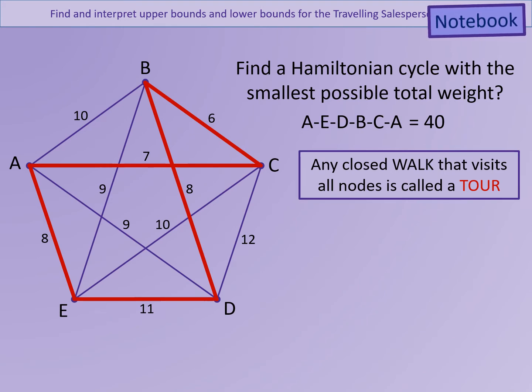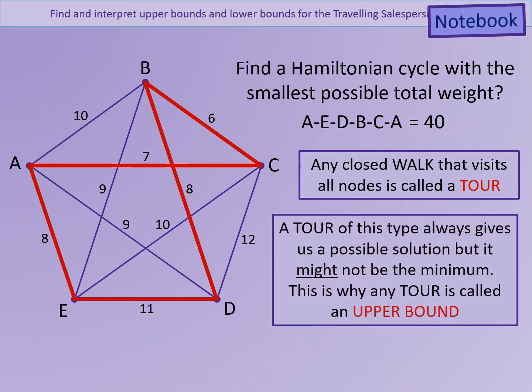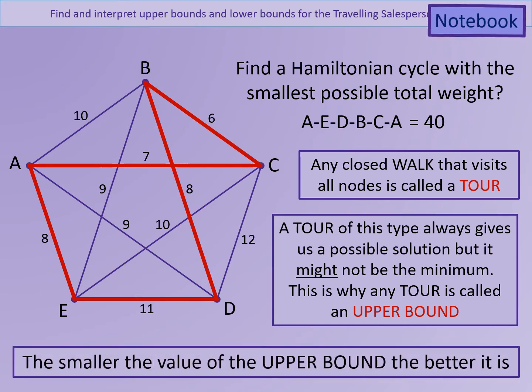Any closed walk like this that visits all of the nodes in a network is also called a tour. A tour of this type will always give us a possible solution, but it might not be the minimum. There might be a tour that is shorter than this. That is why any tour can be thought of as an upper bound or a worst case scenario. The smaller the value of the upper bound, the better it is.